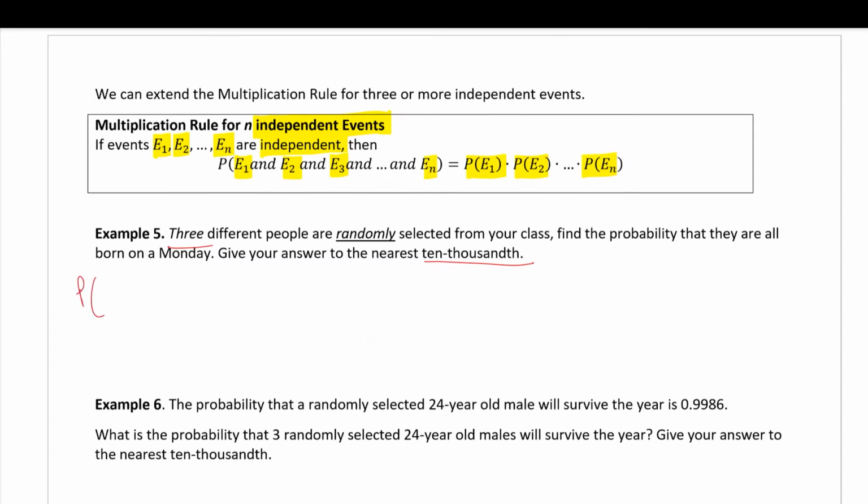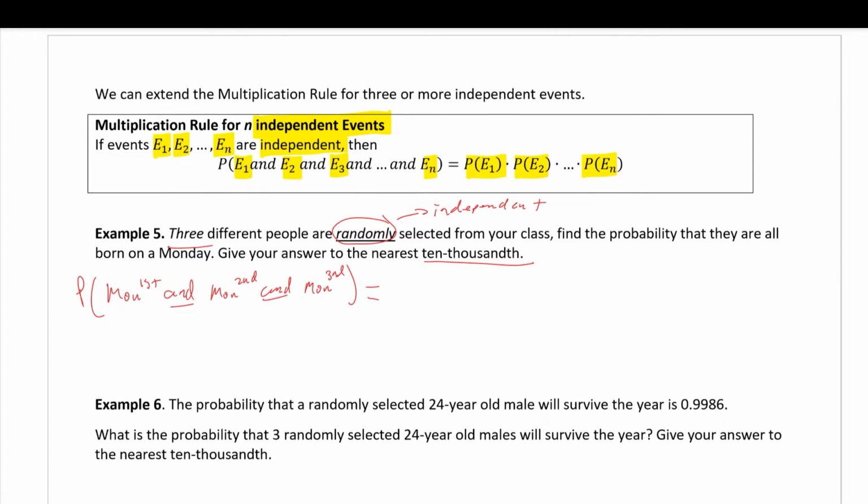Well, the question is the probability that the first person is born on a Monday and the second person is born on a Monday, and the third person is also born on a Monday. Well, we have to ask ourselves, for an and probability, are these independent? I mean, it's possible that you can have twins in a classroom, taking the same class, but the fact that we're randomly selecting people means each one of these people should be independent from each other as far as what day they were born. So this implies independence.